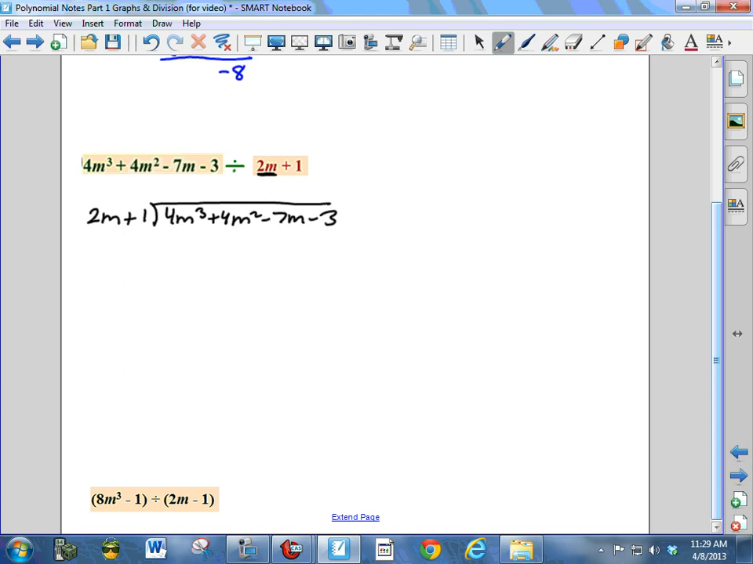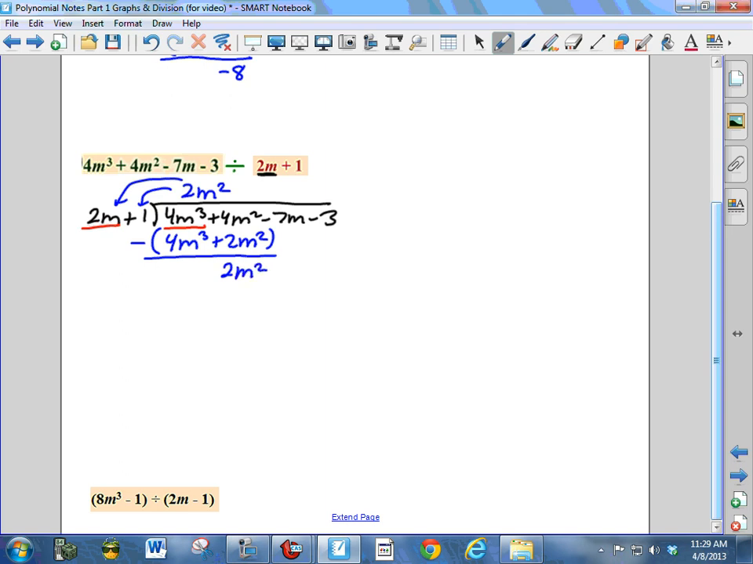So I look, what do I have to multiply 2m by to get 4m cubed? I need to multiply it by 2m squared. So I take 2m squared times both of these things. So that gives me 4m cubed plus 2m squared. I subtract both of these. The 4m cubes become 0 when I subtract them. Then 4m squared minus 2m squared would give me 2m squared.